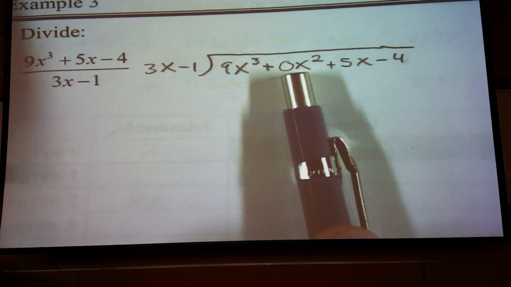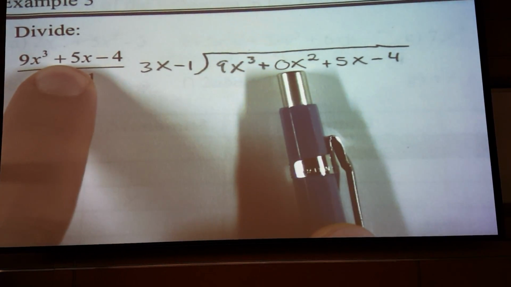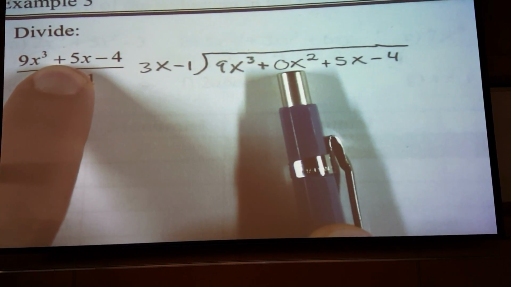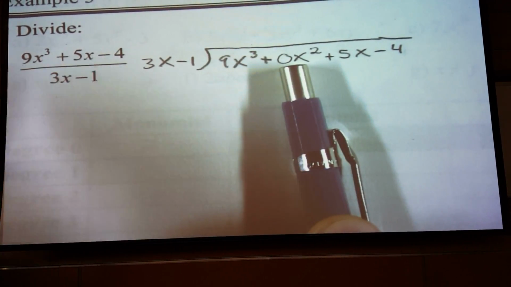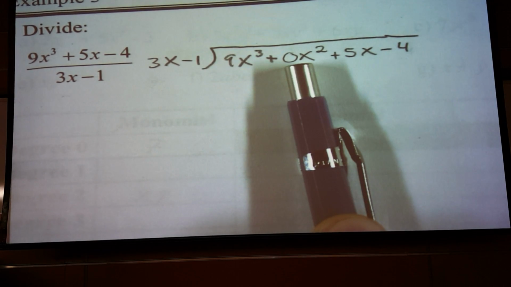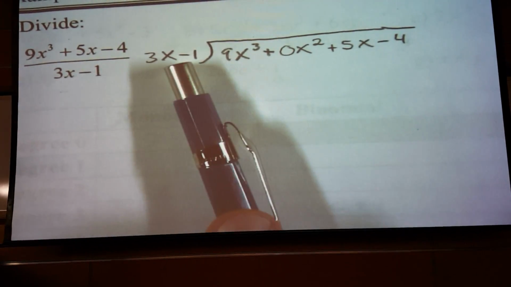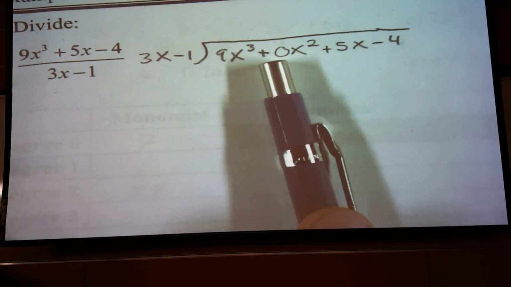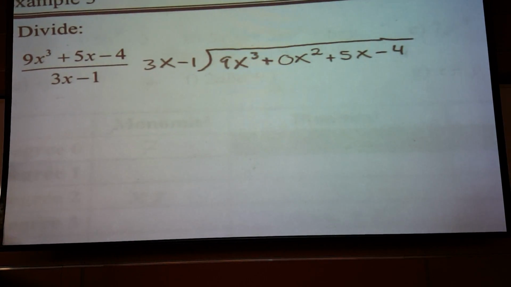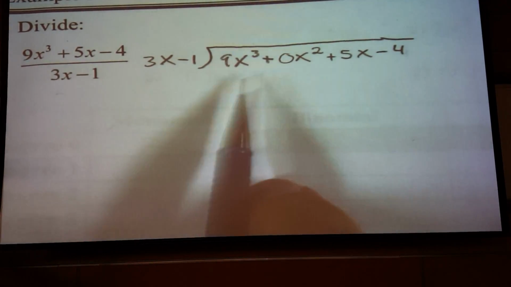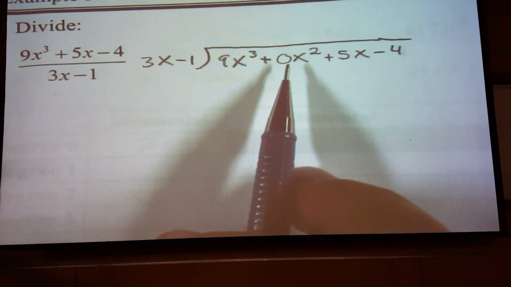One of the tricks or things we have to watch out for is that there are 0x squareds in the dividend. This is the divisor, this is the dividend, and this is going to be the quotient up here, the answer. So I have to have this placeholder. Okay, here's the first unusual question.